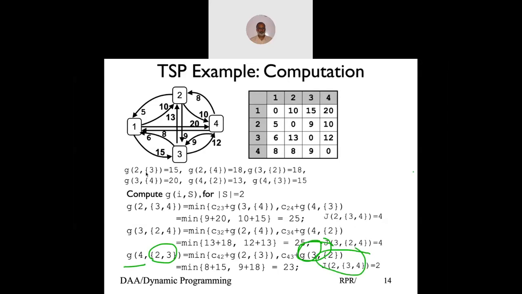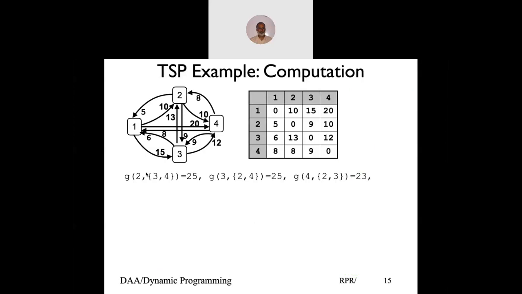So I had done computation for set size 0. I had done computation for set size 1. I had done for set size 2. I'm left with set size 3 now. That means I'm already done with this. So only choice left is now compute 1, 2, 3, 4.